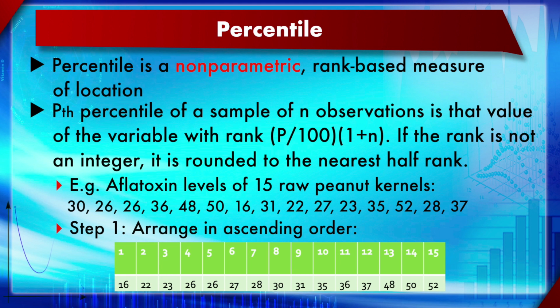The example is aflatoxin levels of 15 raw peanut kernels. This is the set here: 30, 26 and so on till 37. Step 1 is to arrange in ascending order, and I suggest you mark each value with its own number, the rank. Rank number 1 will be the lowest, while rank number 15 will be the highest. In that way, ascending order. That is your first step.